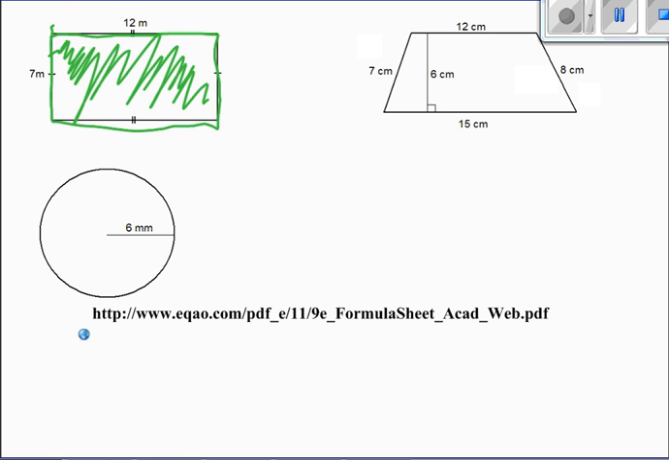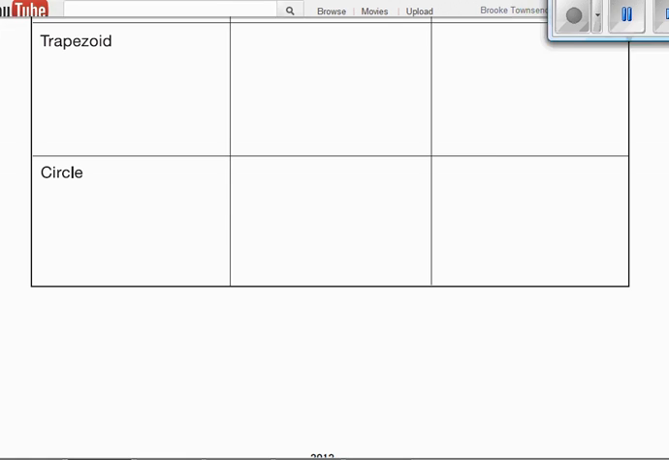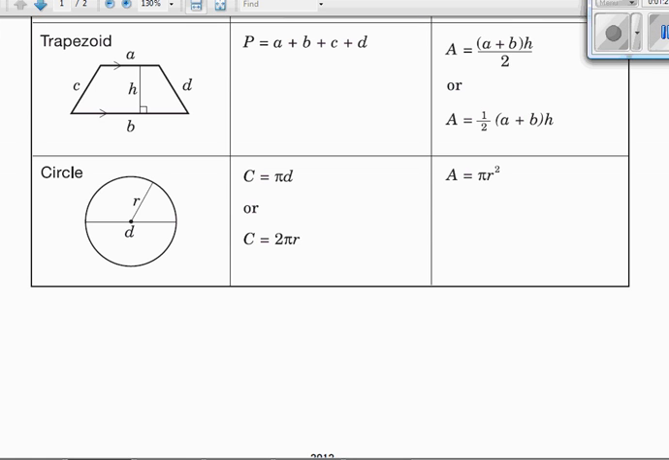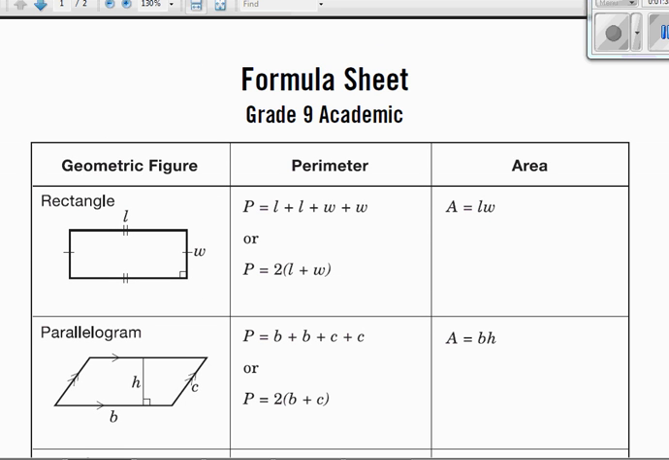So in terms of the formula, you should remember that you are given a formula sheet for this unit. So every quiz or test or the EQAO itself, you'll be able to have this formula sheet with you. And that means you don't have to memorize any of these formulas. So let's look at them a little bit.